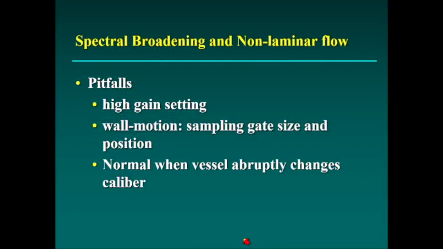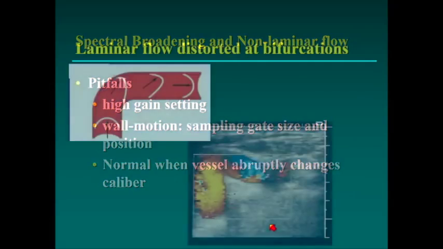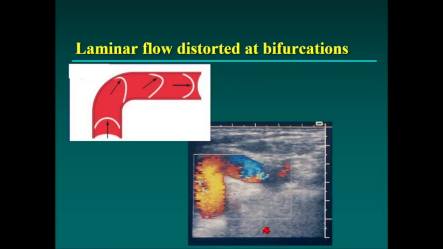So where can you get the evidence of spectral broadening that's not really representative of non-laminar flow but is a pitfall? Well, of course, we've already seen gain settings. High gain settings can do it. If you pick up wall motion, if you're not in the center stream, you can get a waveform that demonstrates spectral broadening, or when the vessel abruptly changes caliber or direction.